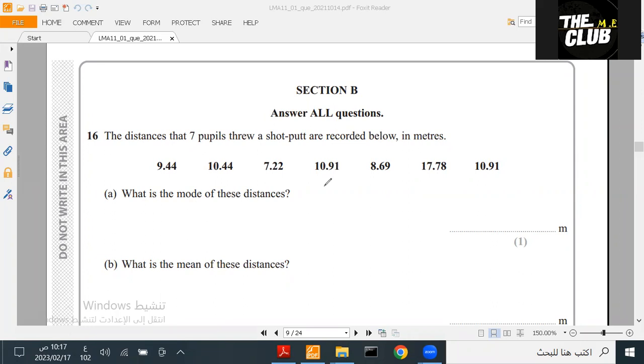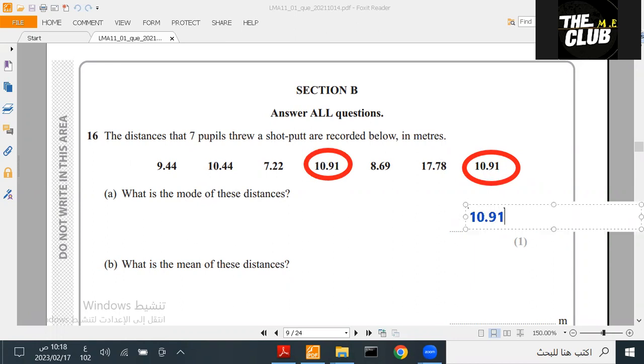We talked about the mode. The mode is the most frequent. We will check the data and check which one is the most frequent. We find that this one is the only one that I have two of. So the most frequent is 10.91 and this is the answer for the A. So mode means most frequent. Don't forget it, sometimes they call it mode, sometimes modal class, same meaning.